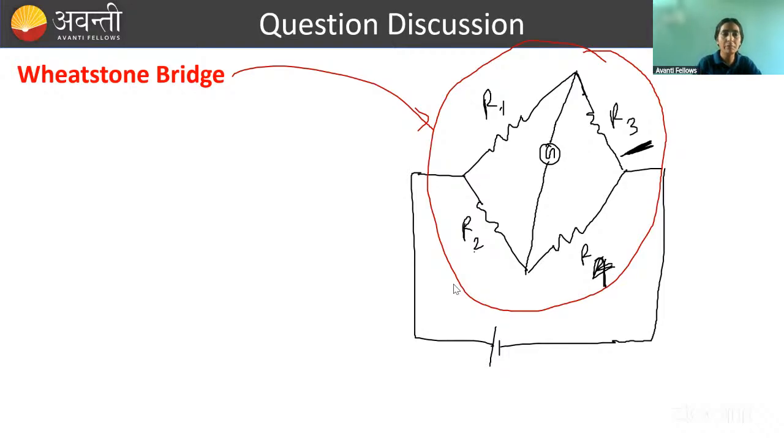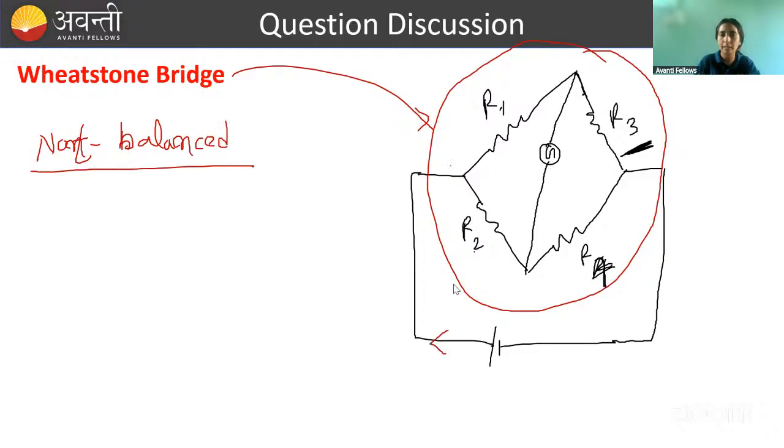But when will we be able to calculate the value of R3 with the help of the Wheatstone bridge? Only if the Wheatstone bridge is in what? Balanced condition. So what is this balanced Wheatstone bridge? Let's first say the Wheatstone bridge is not balanced, and talk about that. When it is not balanced, what will it look like?